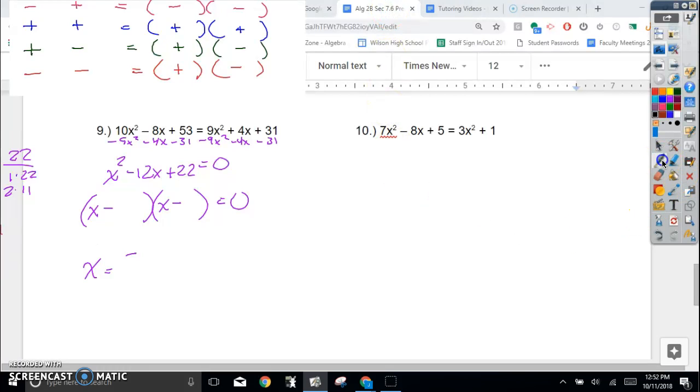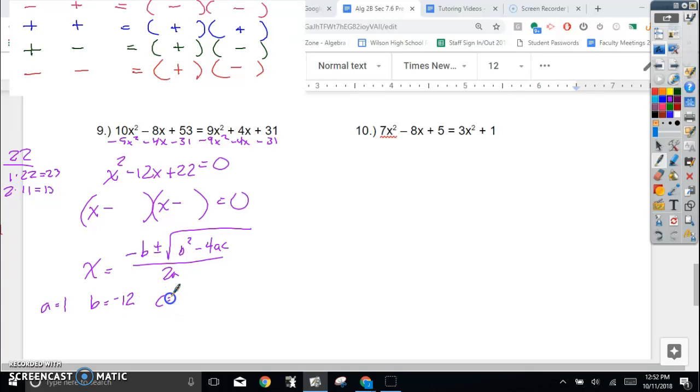Okay guys, welcome back. We just established that this is not factorable, x squared minus 12x plus 22. There are no two numbers that multiply to be 22 that add up to 12. So that means we have to use the quadratic formula, which is negative b plus or minus the square root of b squared minus 4ac all over 2a. So my a value is 1, my b value is negative 12, and my c value is 22.